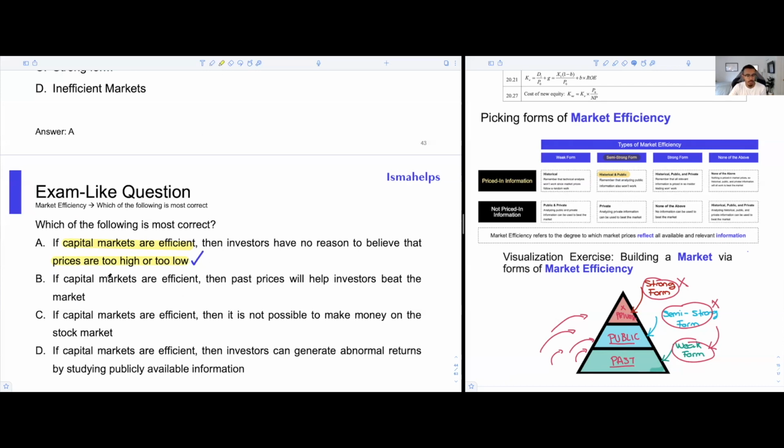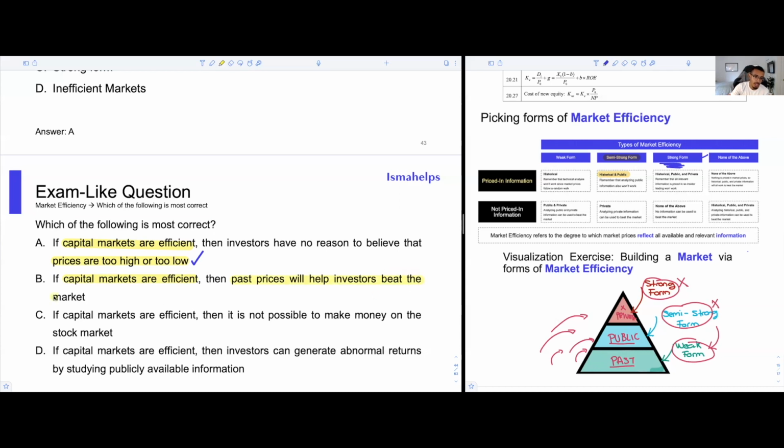Let's move on to the second one. B: If capital markets are efficient, then past prices... So we're telling you if markets are efficient, by the way, you are technically going to be right here. This is where you're at. If markets are efficient, that means that they're strong form. And they're telling you that past prices will help investors beat the market.